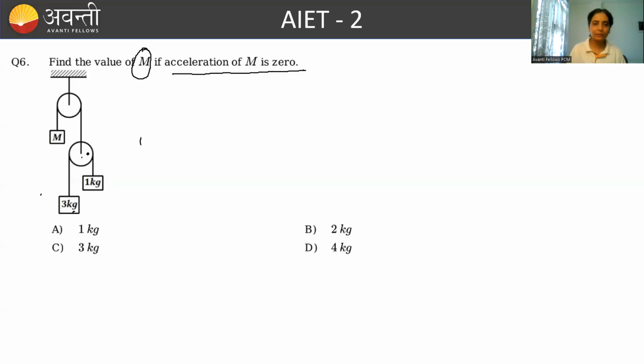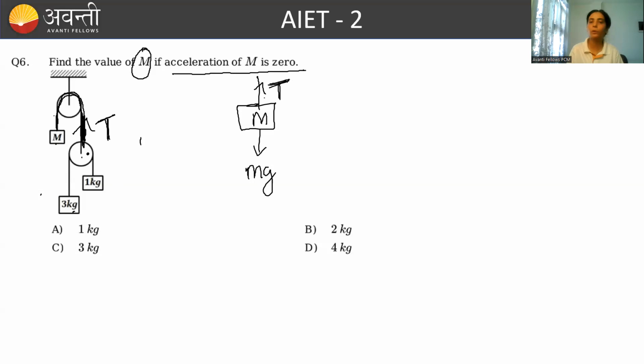Now if its acceleration is 0, what will happen? Let's write the free body diagram of M. It will have force mg in the downward direction and tension T in the upward direction. If it is not accelerating, it means T will be equal to Mg. And same string means same tension. So if this string has tension T, then here also the tension will be T. Tension always acts away from the body.